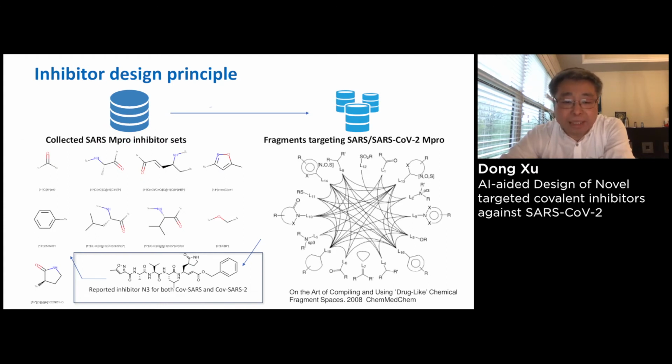If you look at, for example, one of the promising drugs designed so far by others, it can actually be assembled from these chemical groups. This is a new one, called N3.